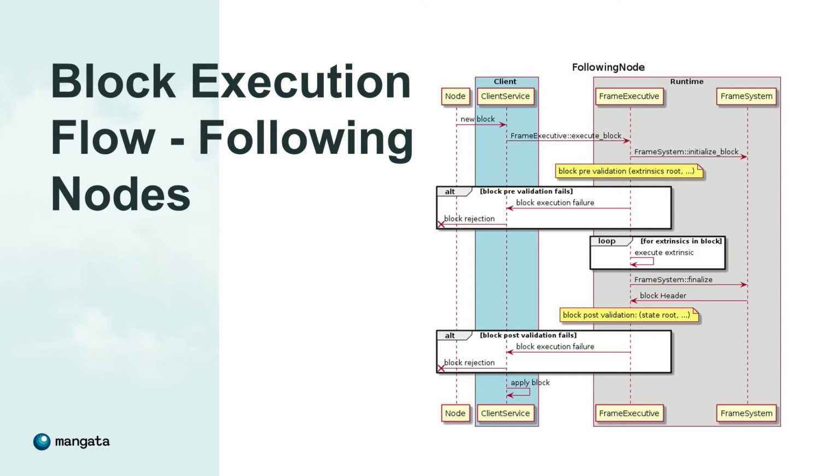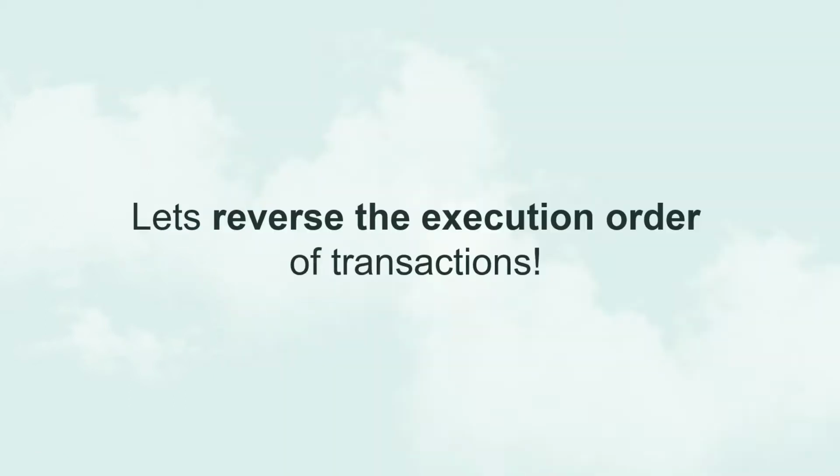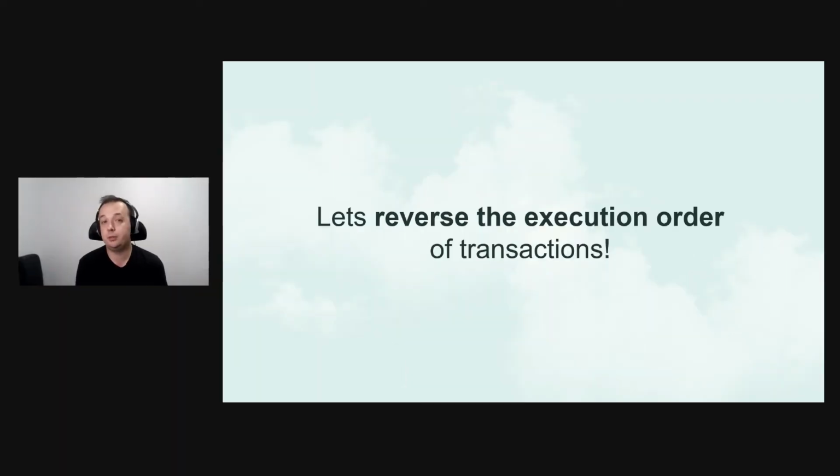Then we are executing the extrinsic, and again performing some post-validation to verify that the state we have after executing all the extrinsics matches what we expect, what's stored inside the header. All right, so that was a short introduction.